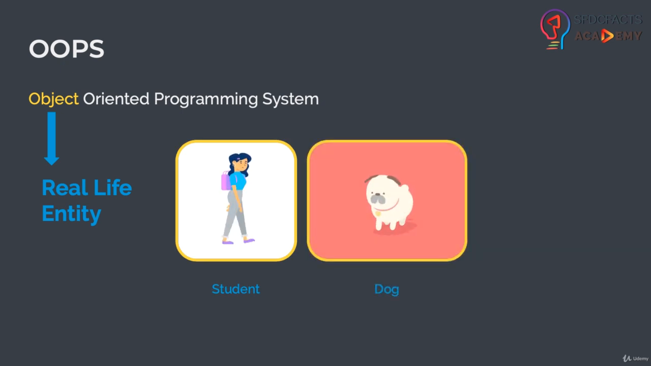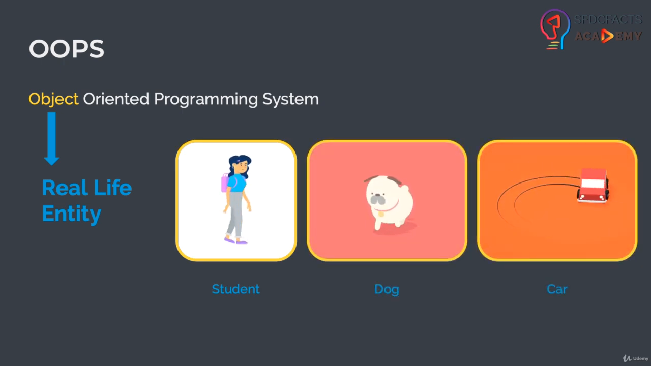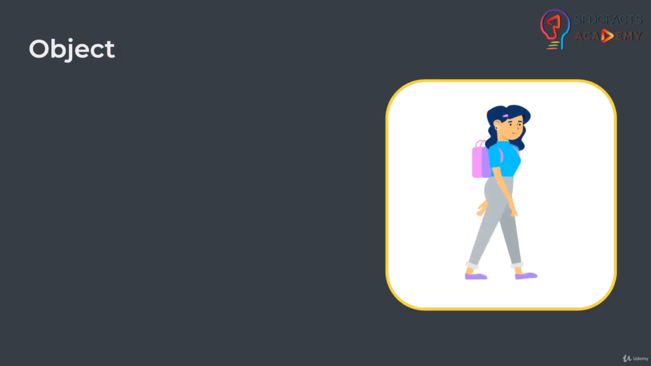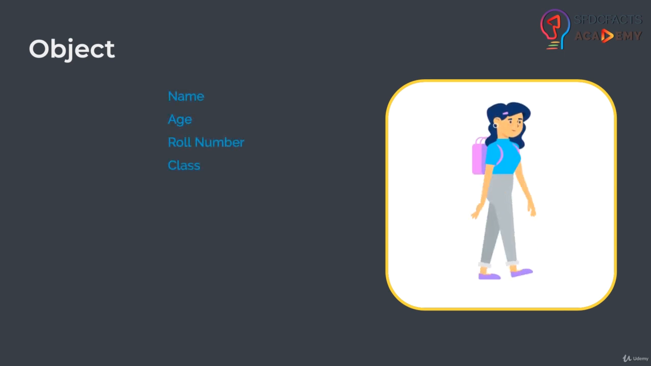A dog is also an object, a car is also an object, and similarly a mobile, a laptop, a person, a house, a country, all of these things are objects. Anything that you see in the real world is an object. Even a website is an object. So not that hard to understand, right? All of these objects have some properties. Let's take our student object as an example. A student has a name and age. They should also have a roll number assigned to them and a class name as well.